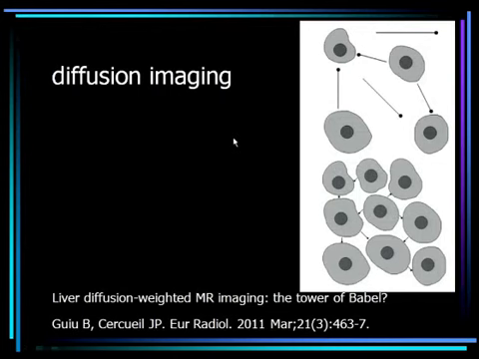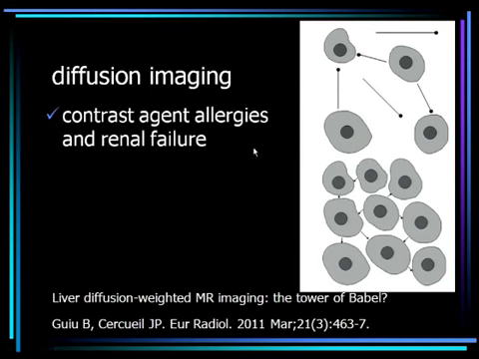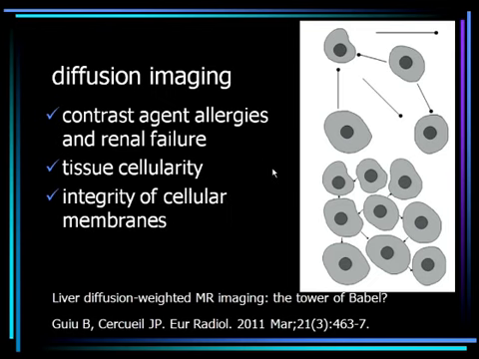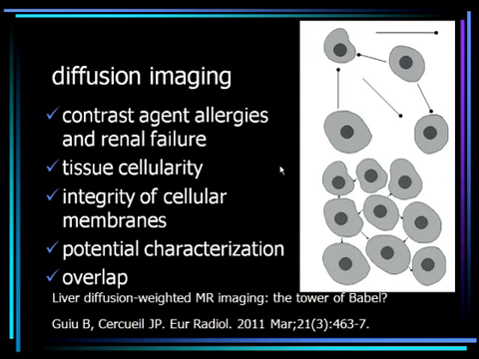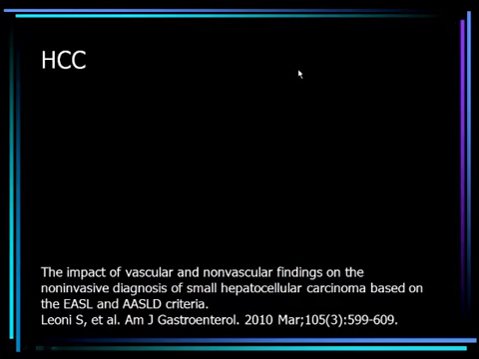Nowadays, there's a lot of discussion regarding diffusion imaging, and we are doing diffusion imaging in our daily practice, but nobody is persuaded that diffusion imaging is one of the techniques that could help you differentiate malignancies. So in case of contrast allergies and renal failure, you can proceed with this technique to look at the cellularity of the tissue or integrity of the cellular membranes and potential characterization of lesions, but there is a lot of overlap. True is that you can differentiate some benign lesions like cysts and hemangiomas, but within the malignant lesions you cannot differentiate by diffusion imaging.